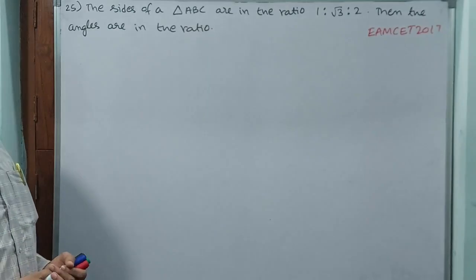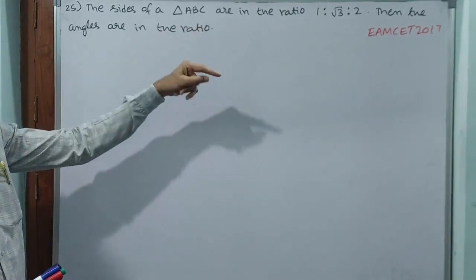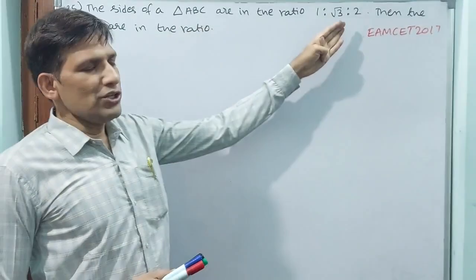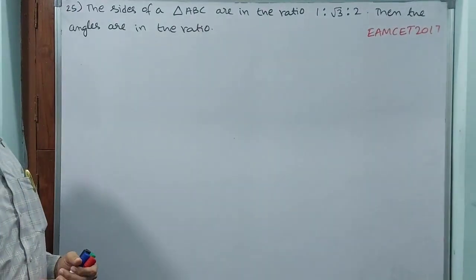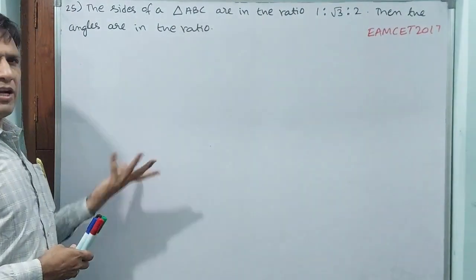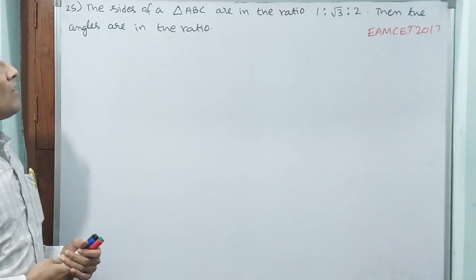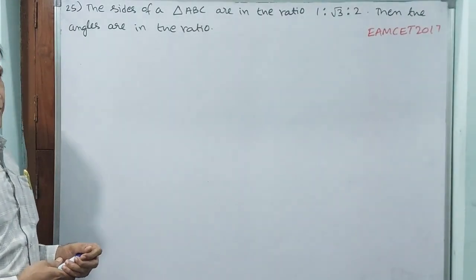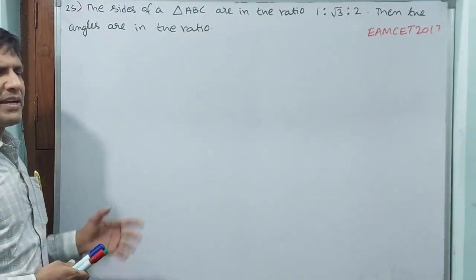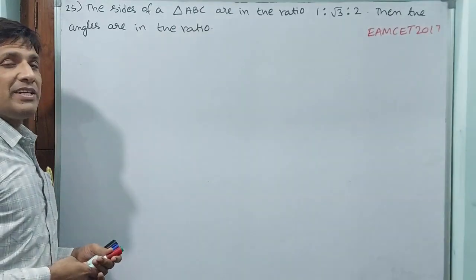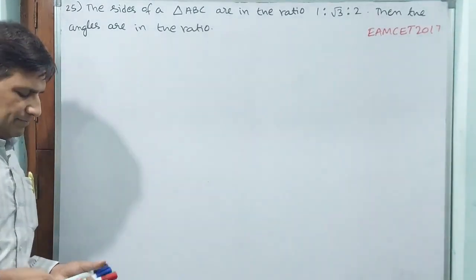The sides of a triangle ABC are in the ratio 1:3:2. What are sides? Small a, small b, small c are sides. Well, triangle means 3 sides. What are the angles? Ratio. That means the ratio of angles, that means capital A is to capital B is to capital C.